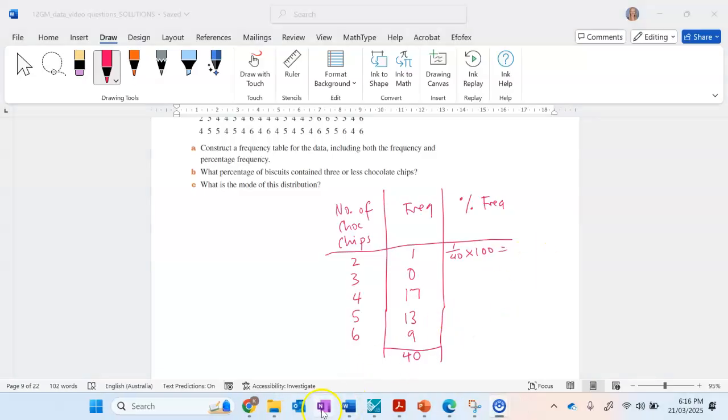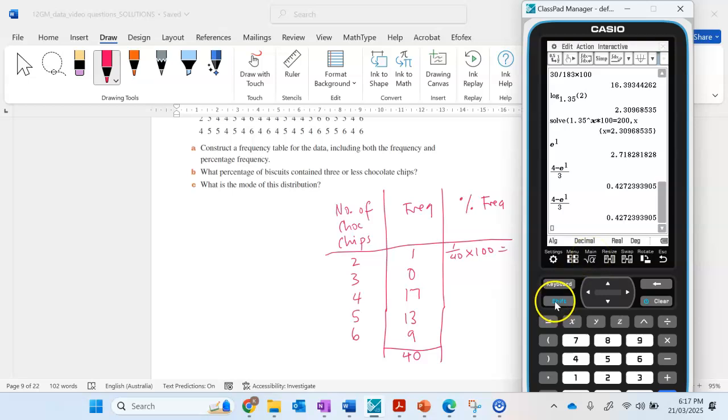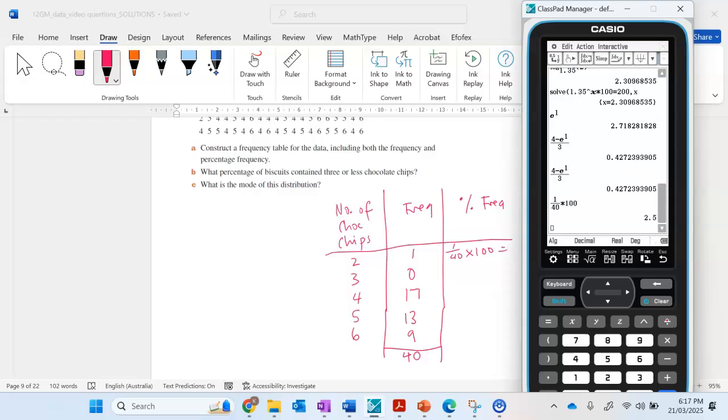Sorry, just doing that on the calculator. Don't worry about that, I was playing around with some percentages before, but it's probably just easier to do it on the main screen. So we go shift, divide to get our fraction up. So 1 over 40 times 100. So we have 2.5%.